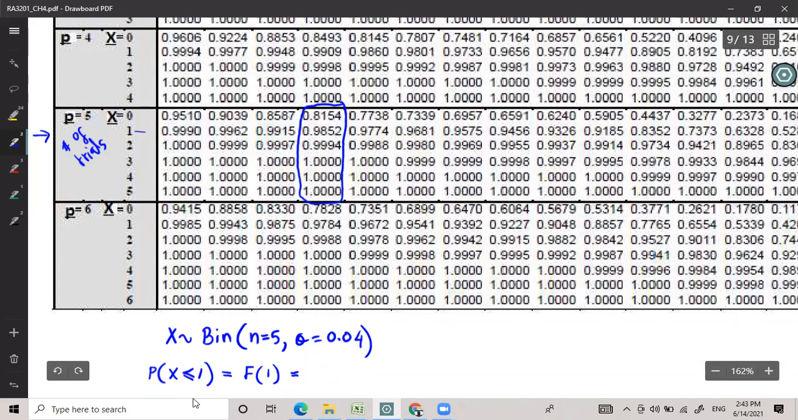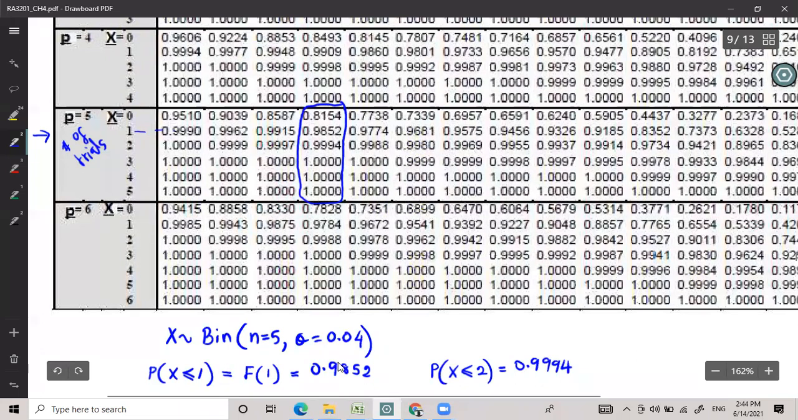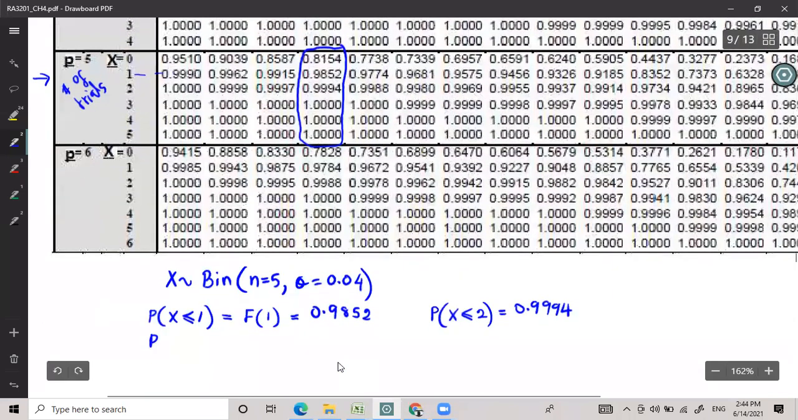So here's our 1. This probability is 0.9852. The probability that X is less than or equal to 1 is always what you get from the table: 0.9852. Similarly, if you want the probability that X is less than or equal to 2, you read 2, and here's the value, 0.9994. Now you may be wondering, how do you find greater than?